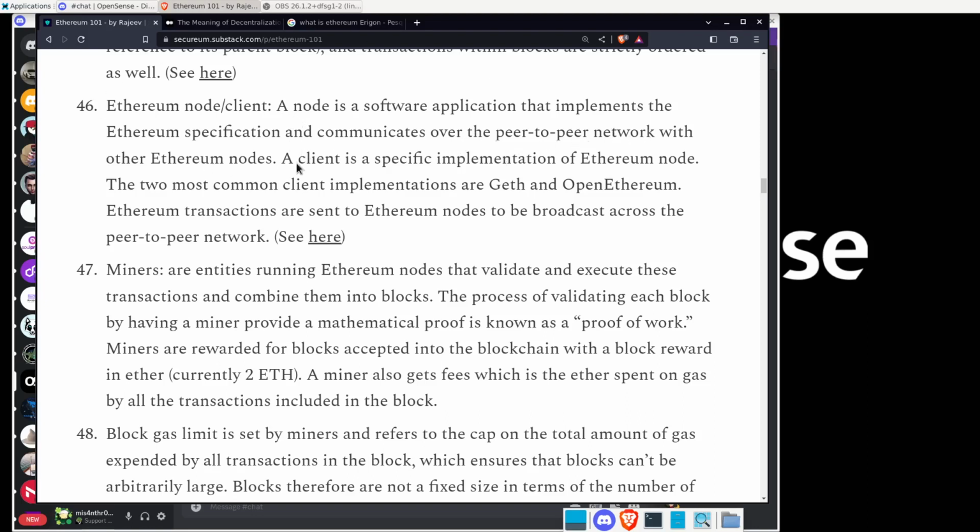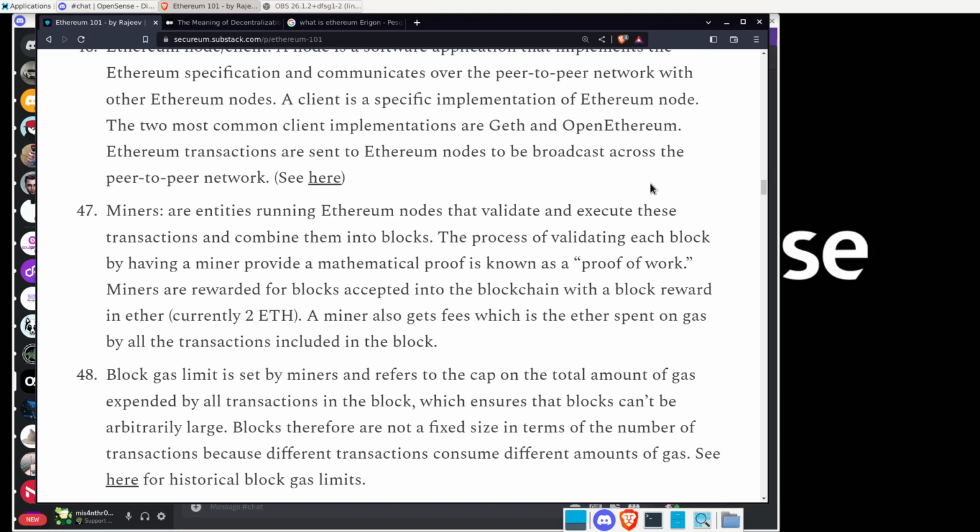A client is a specific implementation of the Ethereum node. Two most common client implementations are Geth and Open Ethereum, which we know is being deprecated. Ethereum transactions are sent to ETH nodes to be broadcasted across a peer-to-peer network.